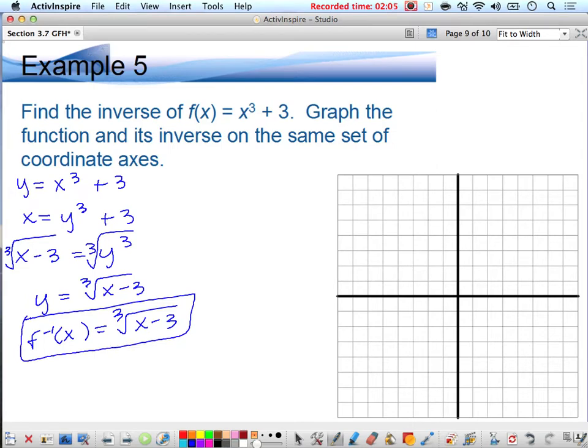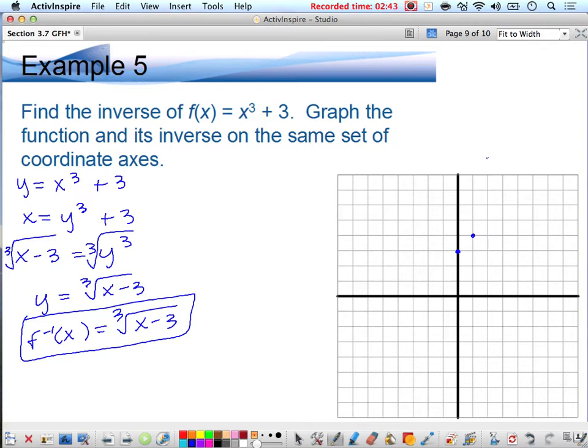Now I want to graph them both, so we'll go kind of slow here. I want to graph y = x cubed plus 3. Now we know that's the parent function, y = x cubed, just shifted up 3 units. We could either graph it that way, or we could just plug some x's in, which is what I think we should do. It's pretty easy. If I let x be 0, what's y? 3. If I let x be 1, what's y? 1 cubed is 1, 1 plus 3 is 4. How about 2? 2 cubed is 8, and 8 plus 3 is 11.